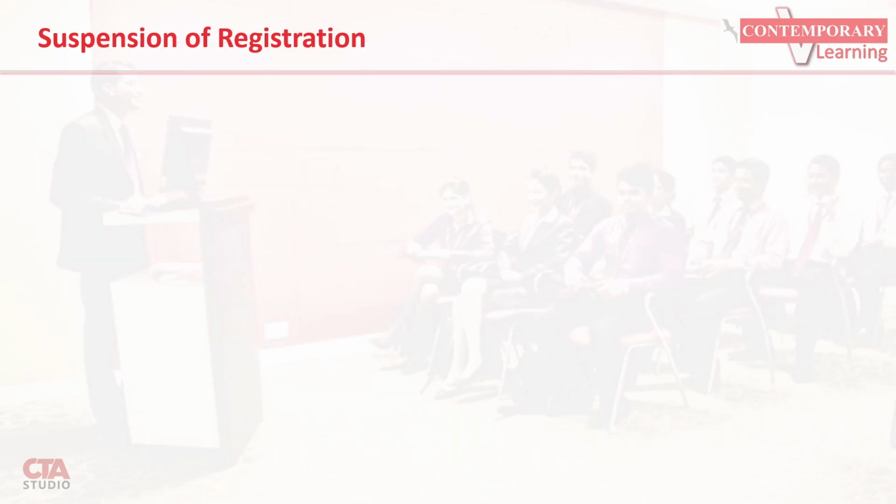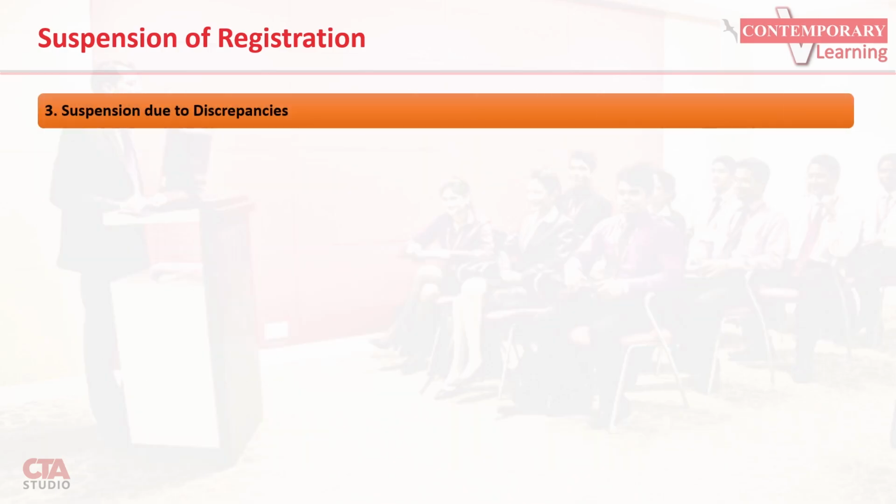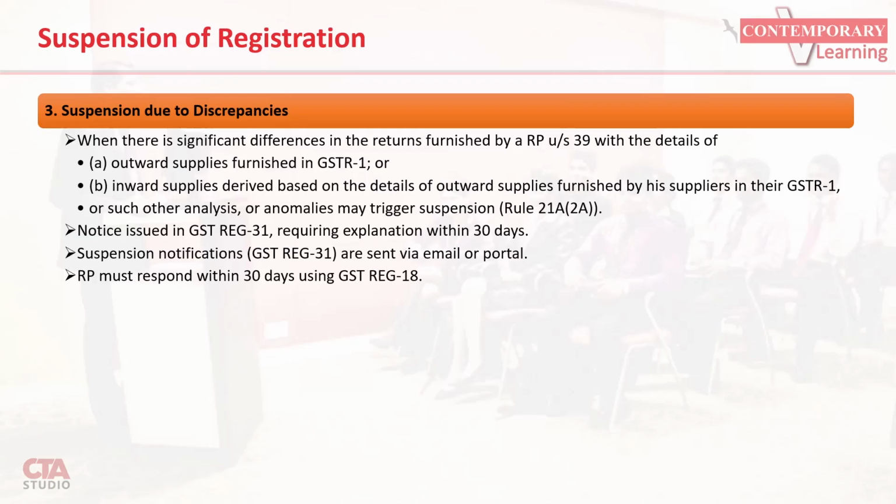3. Suspension due to discrepancies. When there are significant differences in the returns furnished by a registered person under Section 39 with the details of A. outward supplies furnished in GSTR-1, or B. inward supplies derived based on the details of outward supplies furnished by his suppliers in their GSTR-1, or such other analysis, anomalies may trigger suspension.